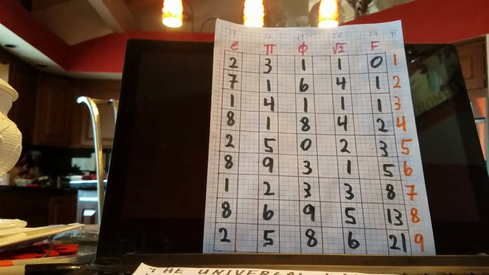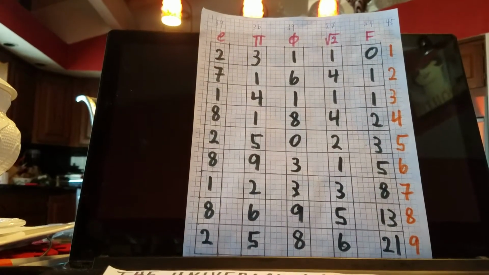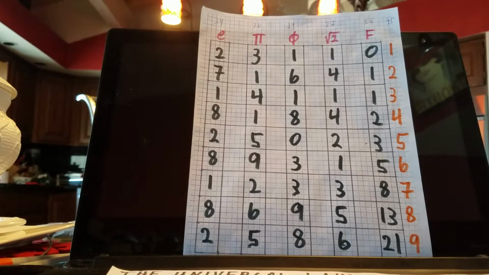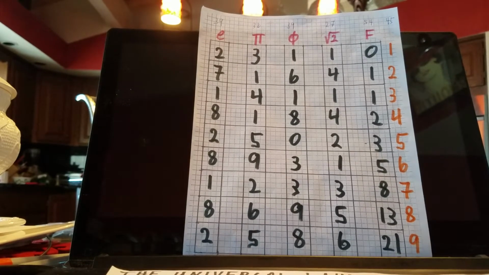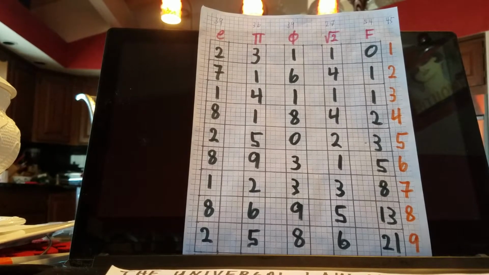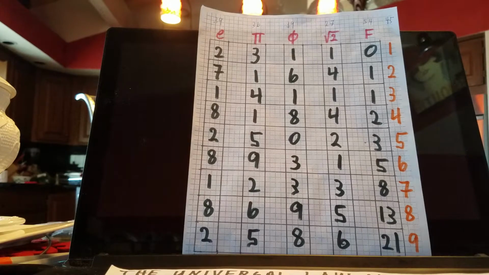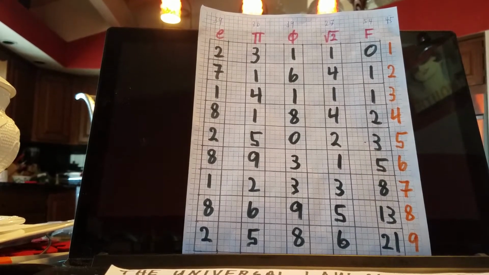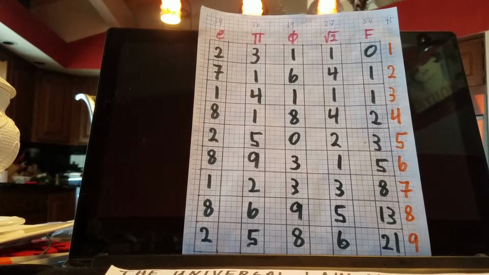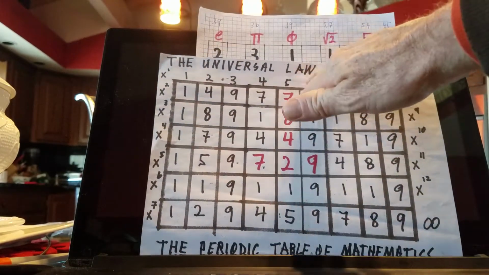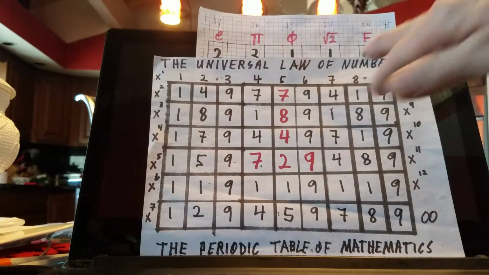This is Paul Whittakin returning to you with the Universal Law of Numbers 369 code. And today we're going to be tying in these important numbers, e, pi, phi, the square root of 2, Fibonacci numbers, and the number sequence 1, 2, 3, 4, 5, 6, 7, 8, 9 into the 369 code. And the 369 code is what I refer to as the Universal Law of Numbers code. And there it is right there.